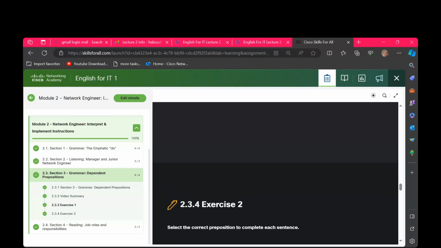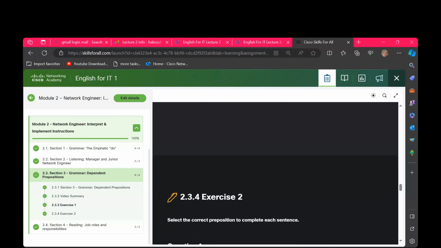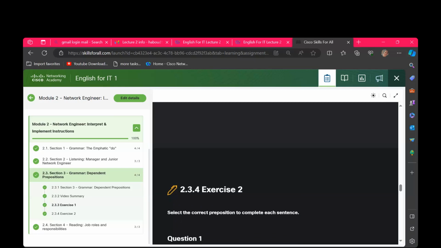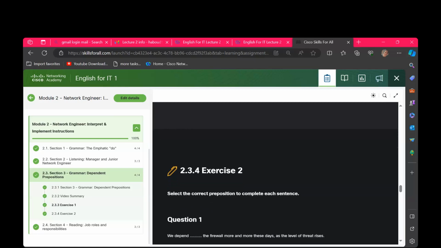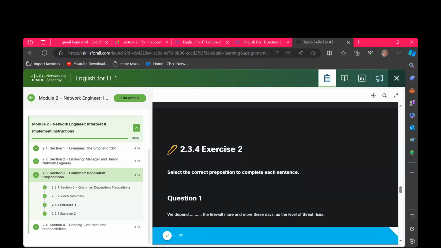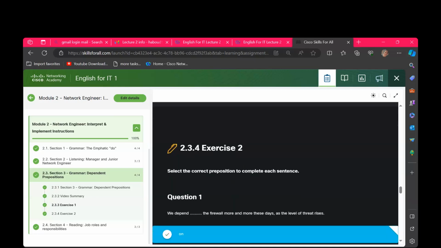Exercise 2. Select the correct preposition to complete each sentence. Now we are going to select the preposition. خلينا نشوف الذاكرة بتاعتكم ونشوف احنا شفنا الكلمات دي قبل كده ولا لا. Question number 1. We depend ___ the firewall more and more these days. What do you think? انا قلتها كتير النهارده. Depend ايه بتاخد preposition. مين فاكر؟ We depend. Bravo. On. Depend on يعتمد على.